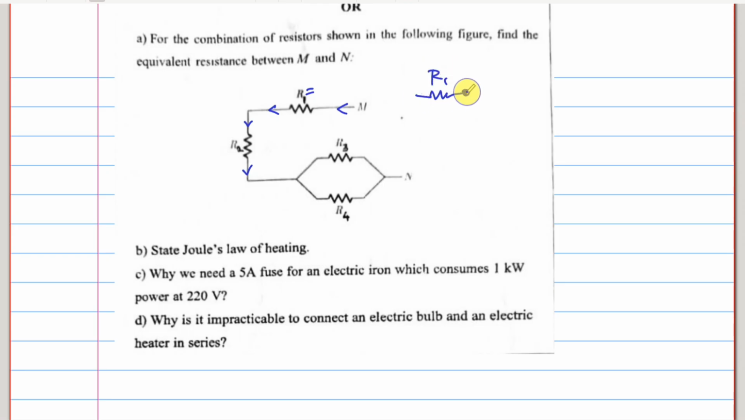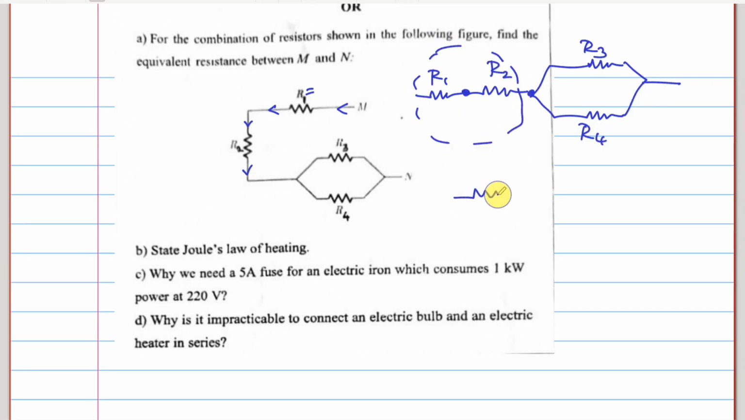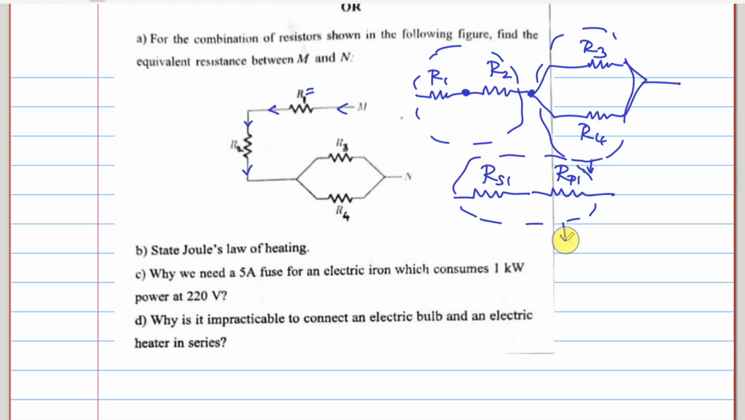R1, R2 are in series, and then we have R3 and R4 in parallel. So we can combine these two to form a single resistance, RS1, and we can combine these two to form a single resistance, RP1. And now these two are in series connection. So we can combine these two to form RS2 or just RT.